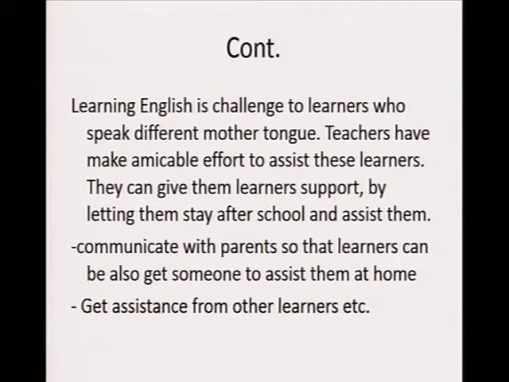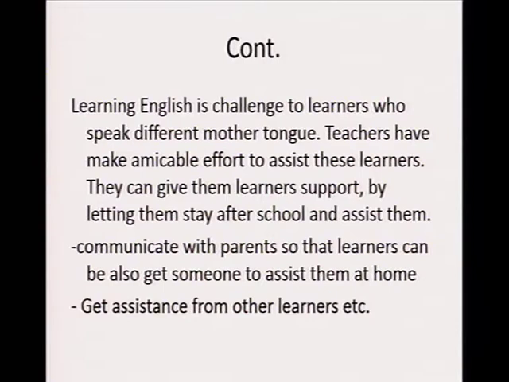Some points that I have indicated for you are, communicate with parents so that learners can also get someone to assist them at home. You can arrange with the parents so that this learner is not only assisted in English at school, but at home also there must be someone who can speak English with this child, not just the mother tongue all the time. As we know, the more we expose learners to language, the more they learn. Can you remember the social environment that we talked about earlier? Okay. Get assistance from other learners.